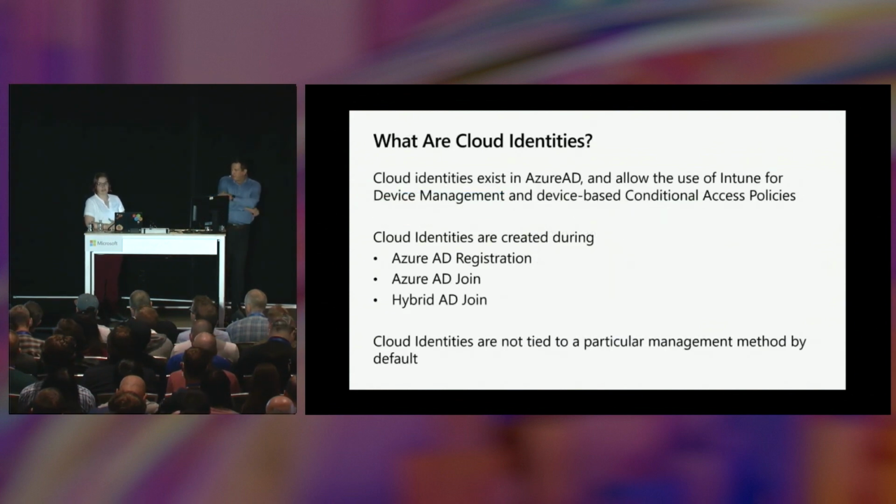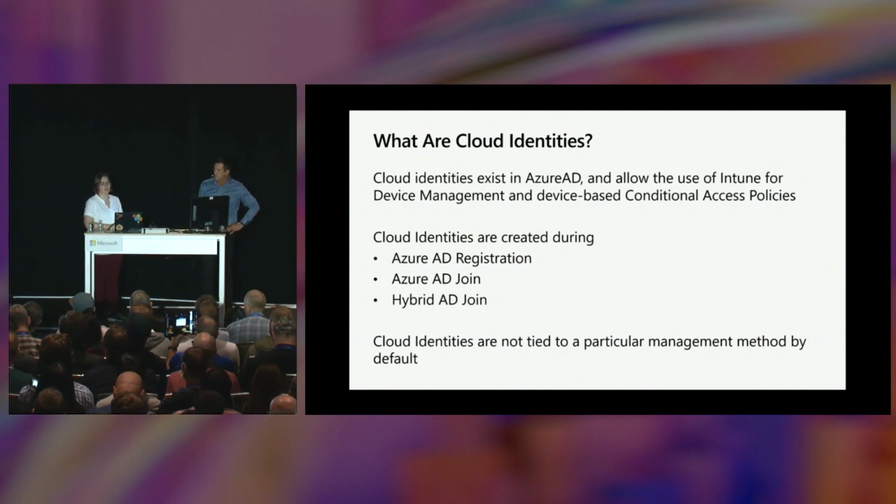So to get started, I just want to touch on what are cloud identities. There was a session at noon today where Ramiro and Adjoa covered the basics of cloud identity, particularly with user accounts. And when we're talking through this presentation, we're focused on the cloud identities for our devices. Cloud identities are identities that exist in Azure AD, and because of that, we can use Intune management, and we can take advantage of device-based conditional access policies, which are a great tool for securing our infrastructure regardless of where our users are. So our cloud identities are created in 3 different ways.